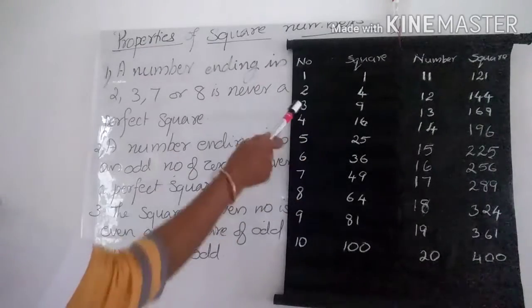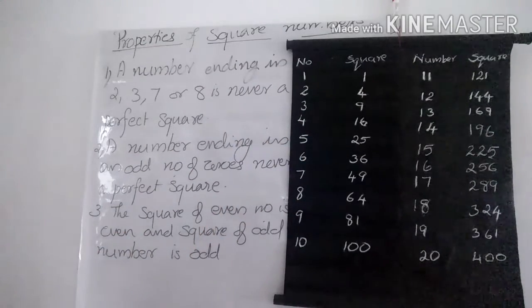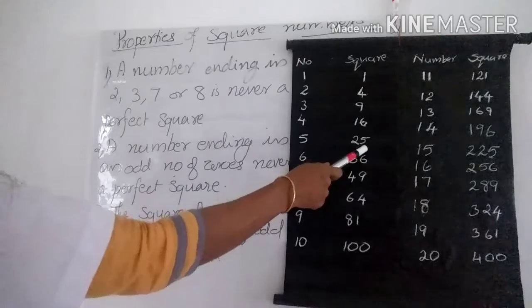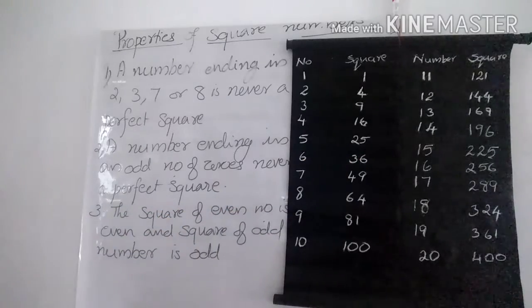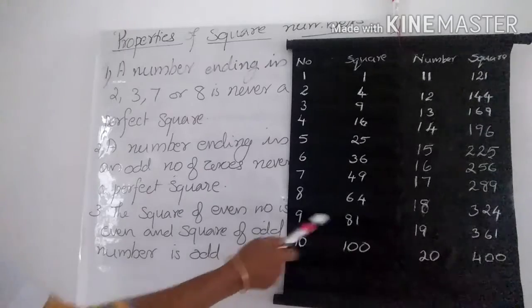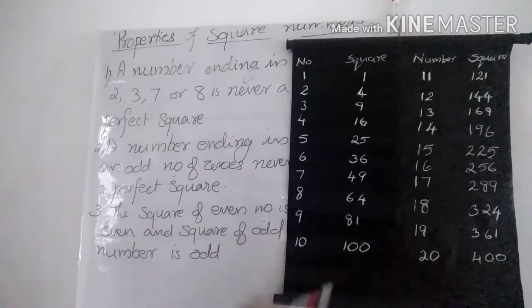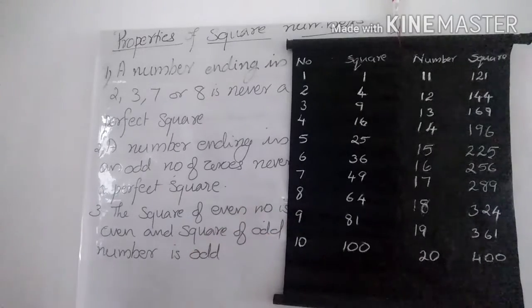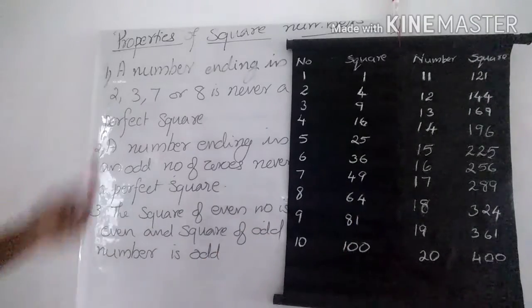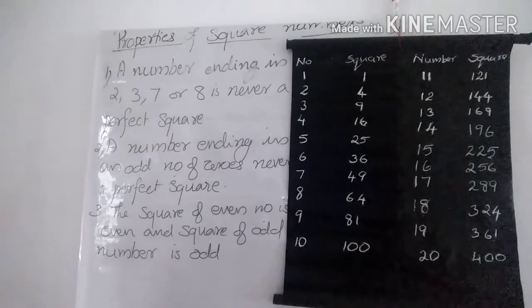So squares of even numbers are even, and squares of odd numbers are odd. Look at this table. 3 is an odd number, the square of 3 is 9, an odd number. 5 is an odd number, its square is 25, an odd number. 9 is an odd number, its square is 81, again an odd number. So if the number is odd, its square is also odd. If the number is even, its square is also even. That is the third property.